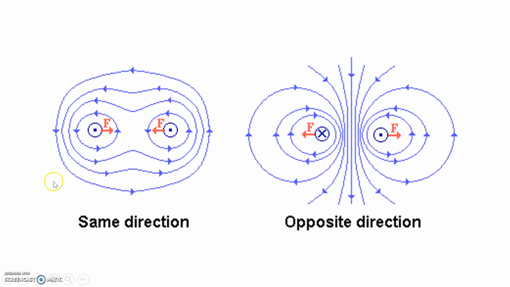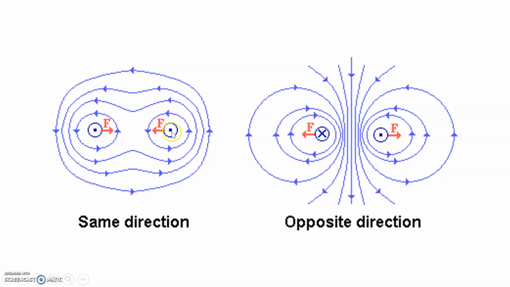So what we have in this picture is like the view from the top of those two wires. These circles with dots in them are showing the wires, and the little dot in each is showing you that the current's coming out of the page. So we're looking down on two wires and they both have current coming towards us out of the page.